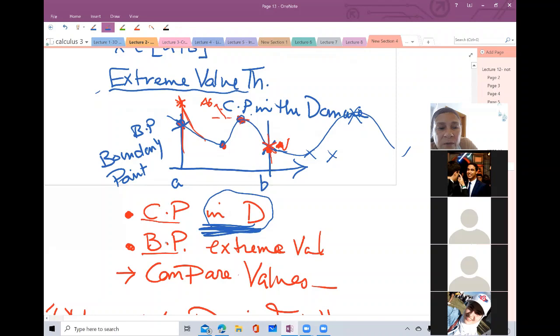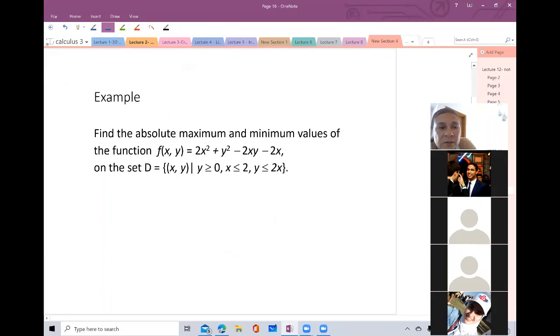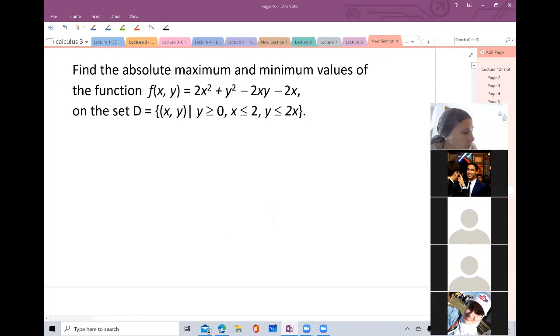Then the extreme boundary points: I go to the boundaries and check my extreme values. This is the second step, and then I'm going to compare all these functional values. Last thing, let's do this example. I think we have time, or we don't.